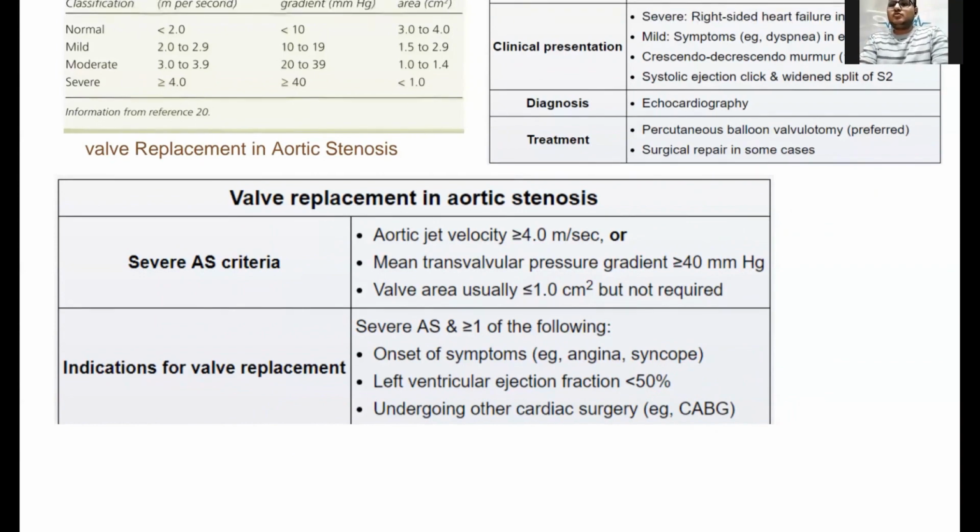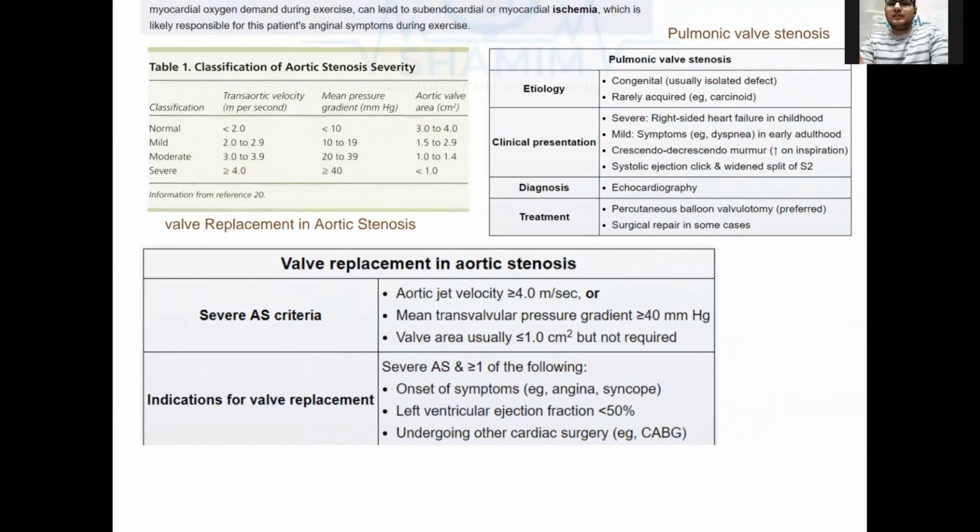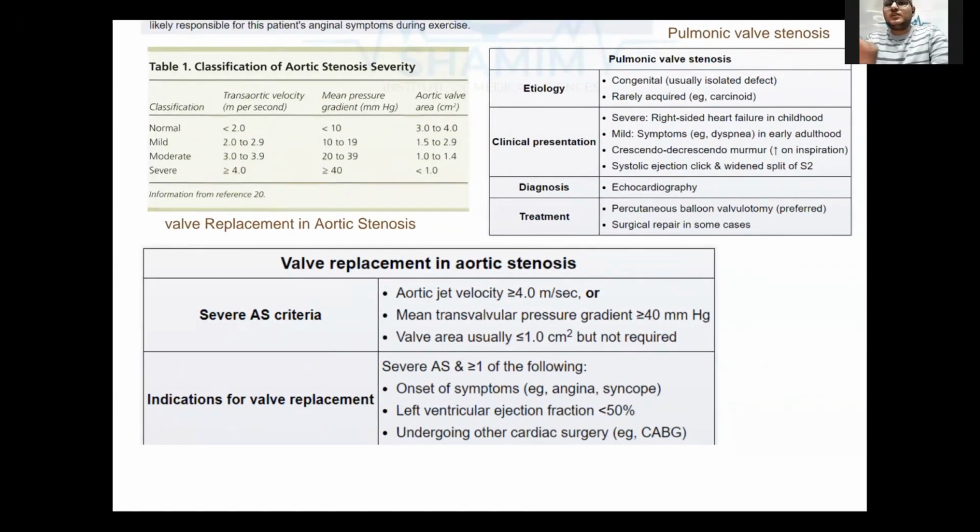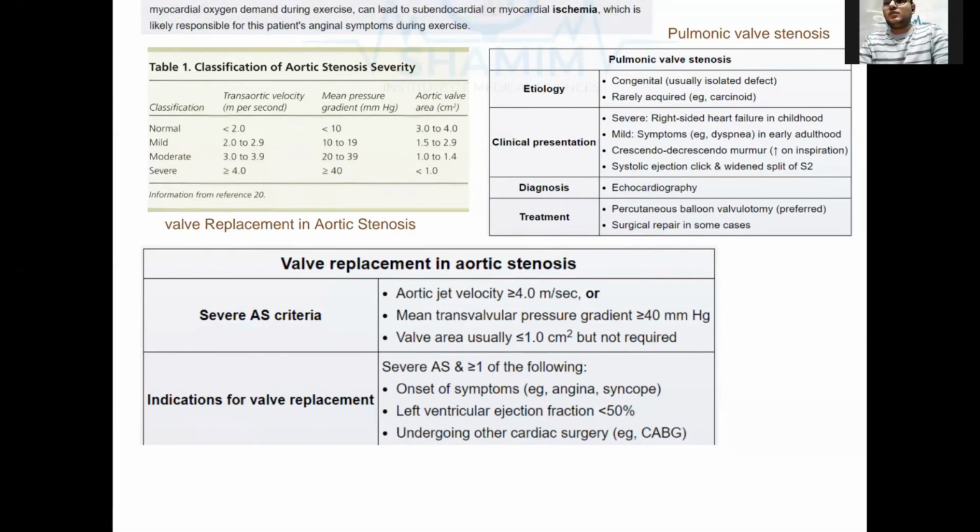इज दैट क्लियर? सो वेल्व रिप्लेसमेंट हमने कब करना है? जब severe की फीचर्स हो. Severe के फीचर क्या है? ये severe के फीचर है या ये हैं. Okay, and then any of symptoms हो या ejection fraction is less than 50 and there is a procedure we are going with like CABG procedure. These are the indications of the valve replacement.